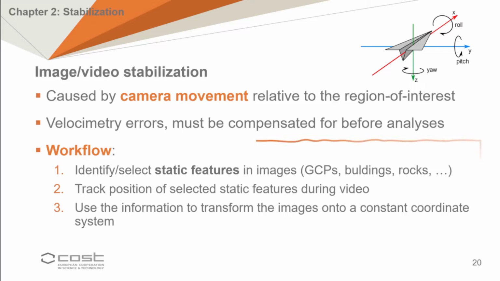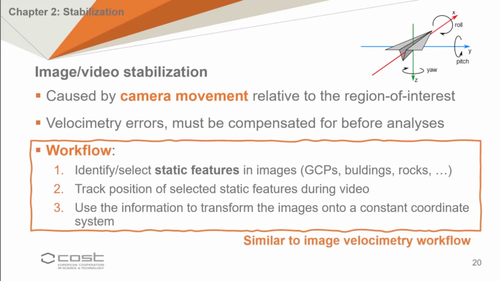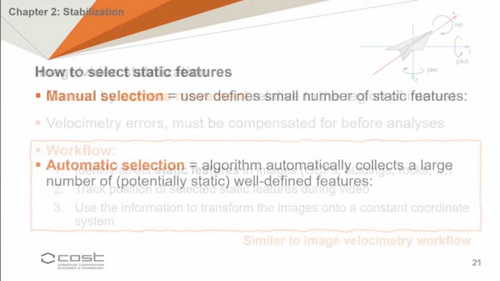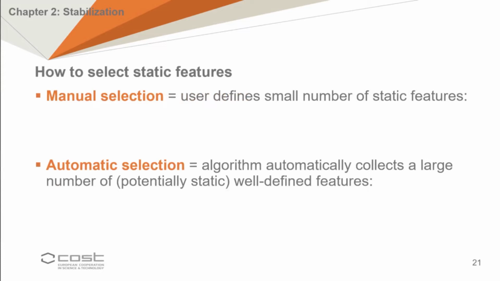Some might notice that the workflow is quite similar to image velocimetry, except that instead of tracers, we follow these static features. Now, almost all stabilization algorithms work in the described way, but the main thing that can differentiate them is the way these static features are selected and tracked. One approach is to select these features manually and let the algorithm track them throughout the video, while some algorithms aim to automatically select a large number of potentially stable features and later determine which ones are actually stable. Both approaches have their own pros and cons.